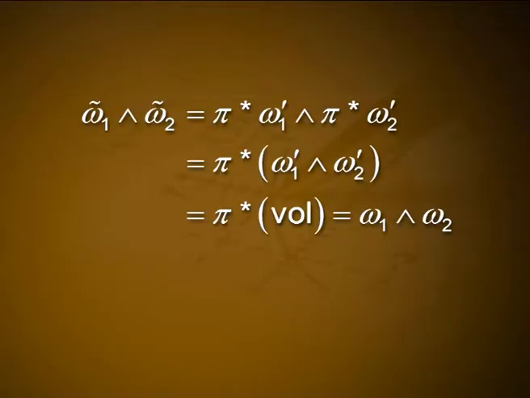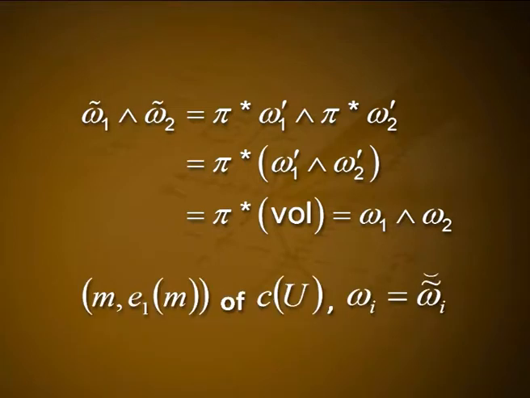Then ω1~ and ω2~ are smooth one forms on π⁻¹(U) ⊂ S(M), and ω1~ ∧ ω2~ = π*ω1' ∧ π*ω2' = π*(ω1' ∧ ω2') = π*(volume) = ω1 ∧ ω2. Moreover, at each point (m, e) of π⁻¹(U), ωi = ωi~.